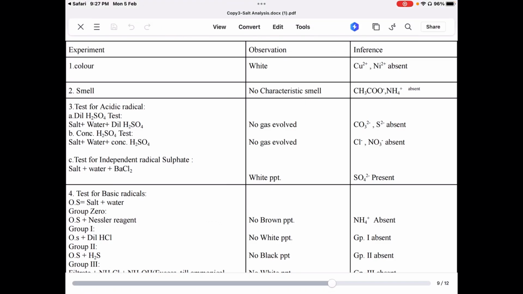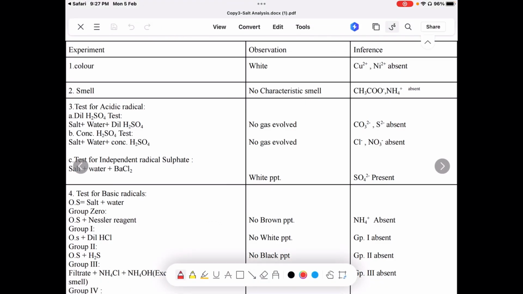Let's discuss how to write salt scheme for strontium sulfate. First step, color, white, so all the colored salts are absent here. Smell, no characteristic smell, so acetate and ammonium radicals are absent. Third step is the test for acidic radical, where first we do dilute sulfuric acid. To water extract we add dilute sulfuric acid, no gas evolved, no characteristic changes observed, so carbonate, sulfide, nitrite are absent here.